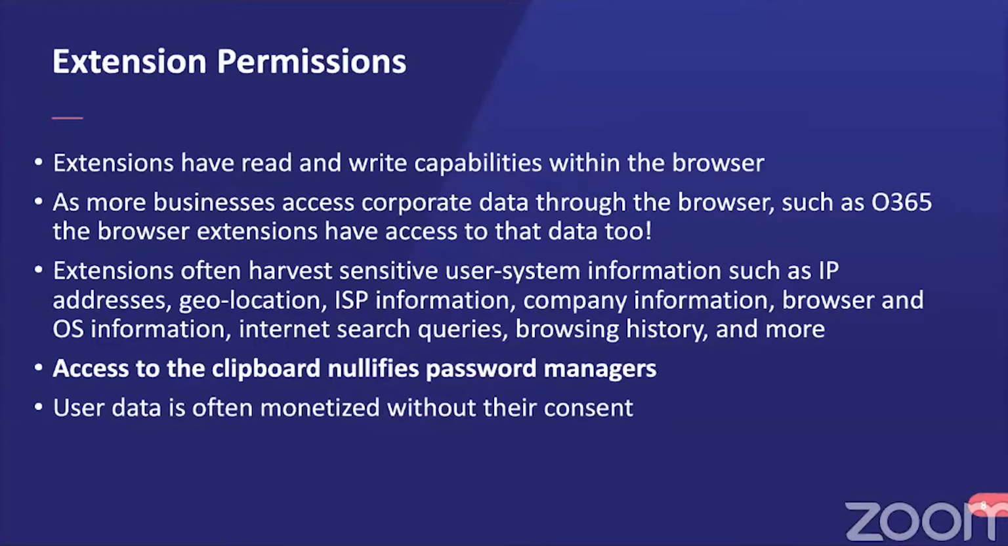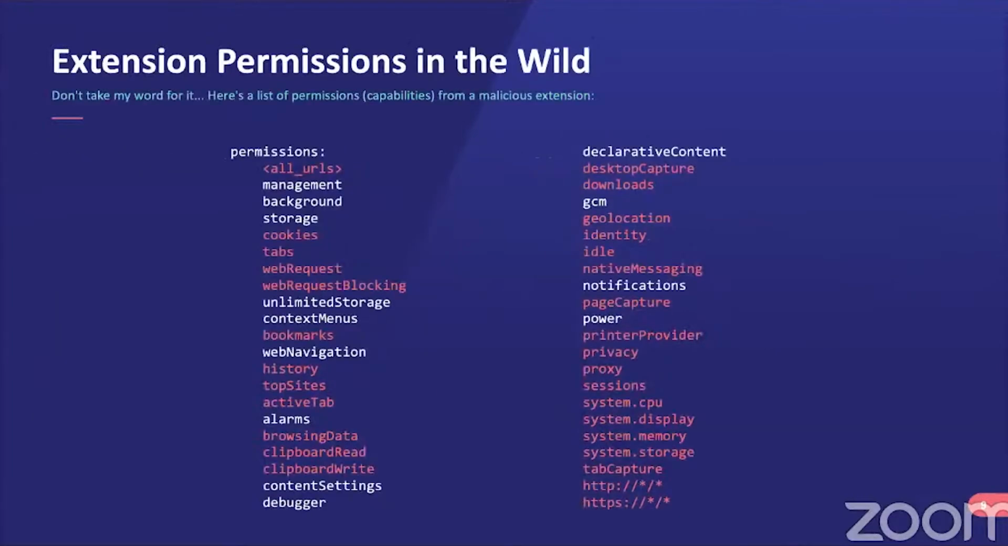And then the other thing is, user data is oftentimes monetized without their consent, which is a growing problem as time goes on, and as we've seen through many news articles as well. And so here, you really don't have to take my word for these permissions or capabilities. Here is a list of capabilities from a malicious extension that I found a few weeks ago. If we look here, I've colored the interesting ones in this pinkish color that you see.